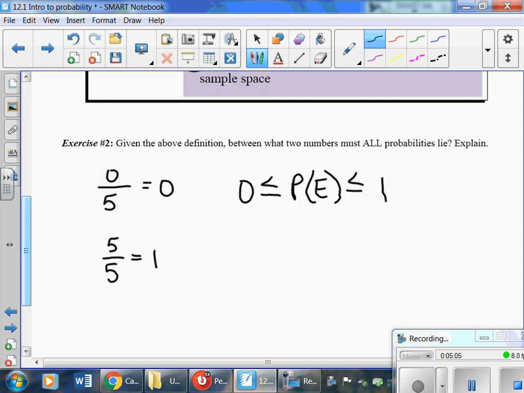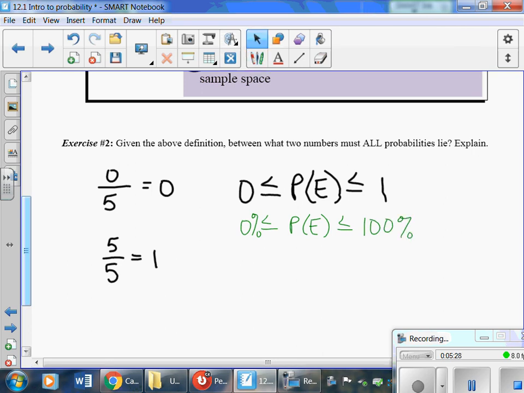So you can never have a 150% chance of something happening, just like you can't have a probability of 1.5, which is basically the same thing. Because if you change this to percentages, you'd have 0% less than or equal to the probability P, which is less than or equal to 100%. That makes sense. At least I think it does.